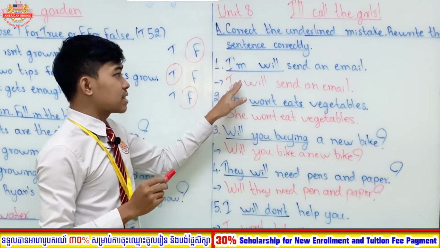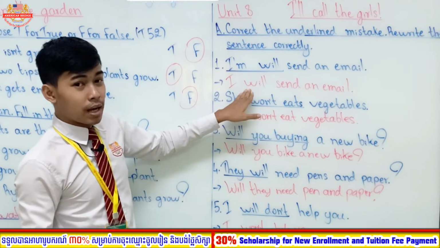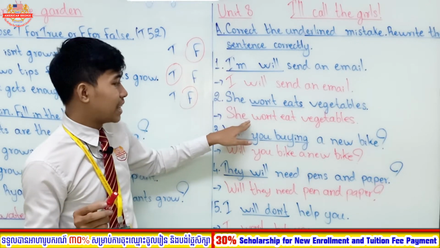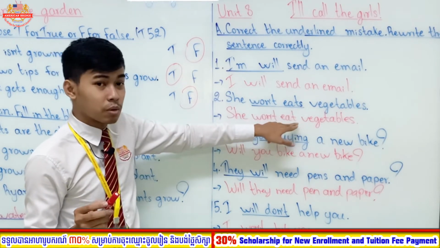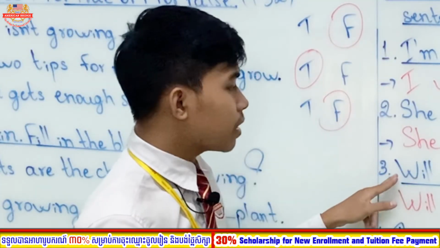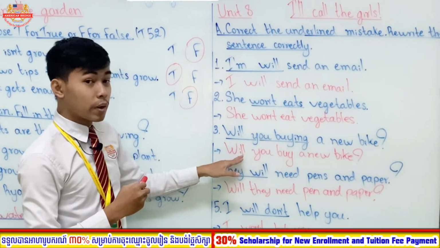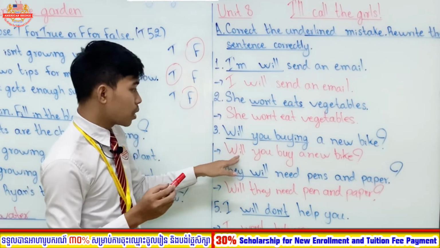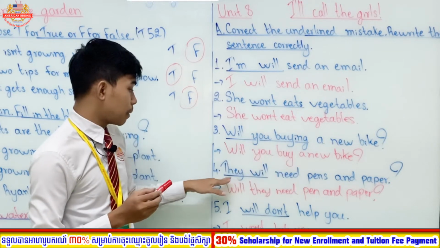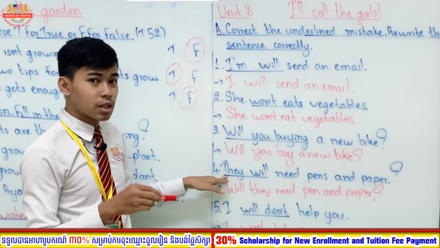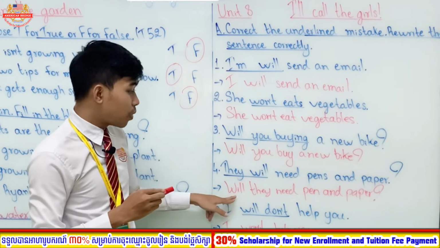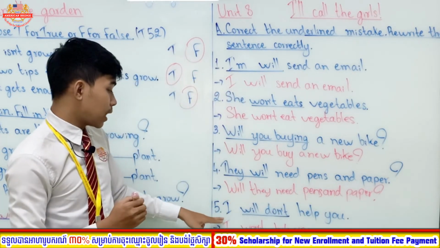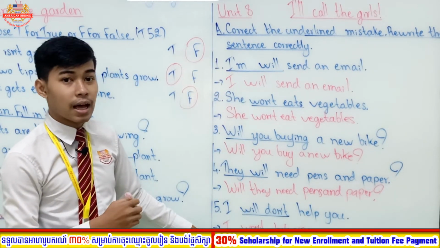Okay, so "am will send an email" is wrong. I will send an email, because we don't use the verb to be with will. "She won't eats vegetables" is wrong. She won't eat vegetables, because we don't add s to the verb after will or will not. Number 3, "will you buying a new bike?" is wrong because we don't add ing. So it becomes: Will you buy a new bike? Number 4, "they will need pens and paper" is a question, so we have to change it into a question: Will they need pens and paper? Number 5, "I will don't help you" becomes "I won't help you."